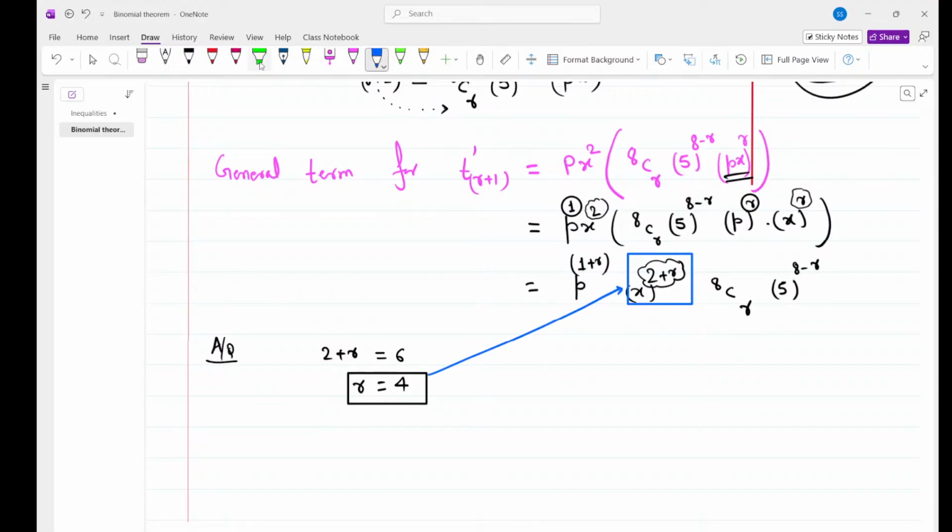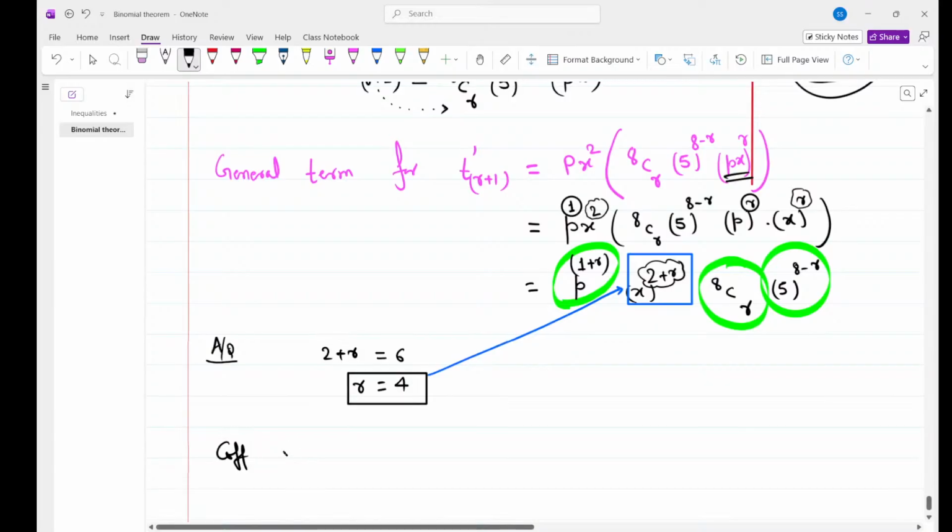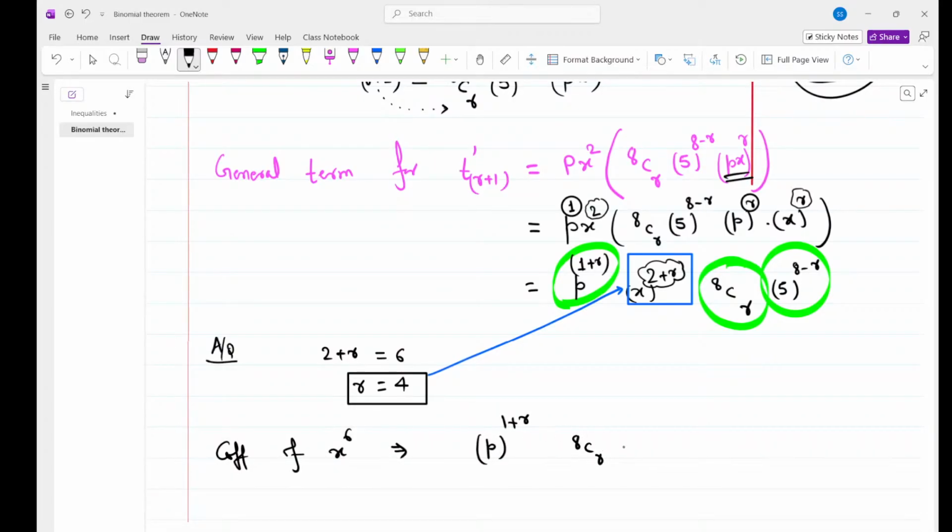We are interested in the coefficient of x raised to power 6. So what will be the coefficient? This term and this term, isn't it? These will be your coefficients of x raised to power 6. So when I write the coefficient of x raised to power 6, what are we getting? We are getting p raised to power 1 plus r, 8CR, and this 5 raised to power 8 minus r.